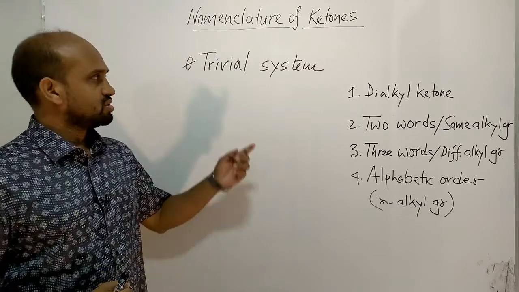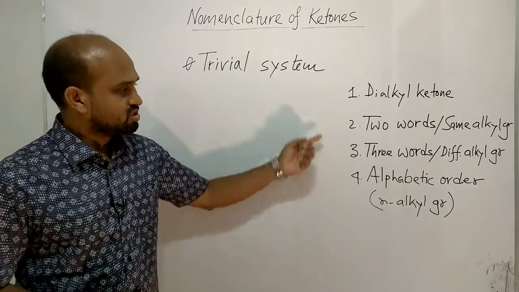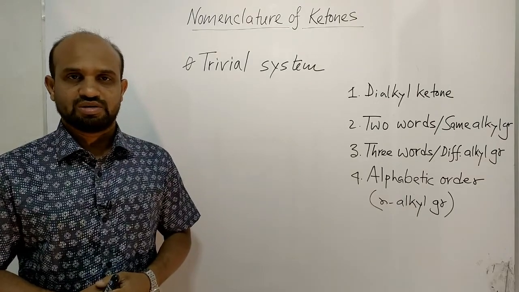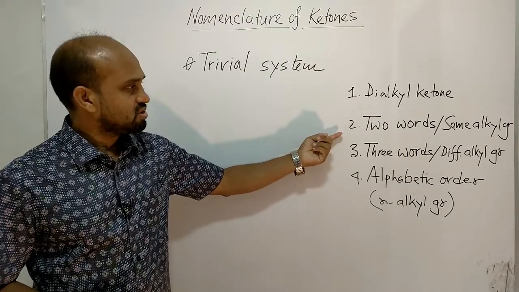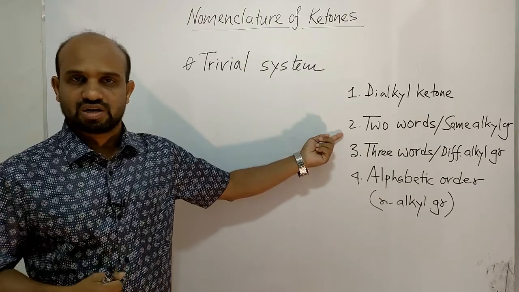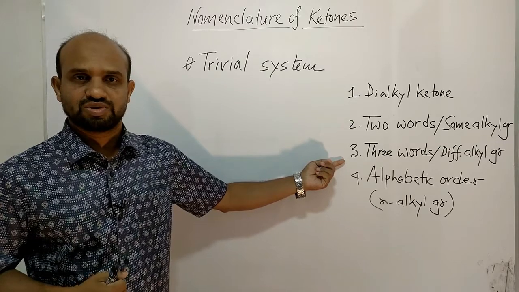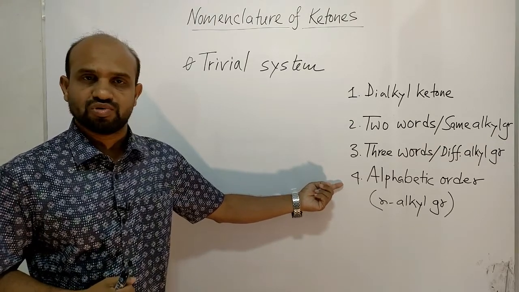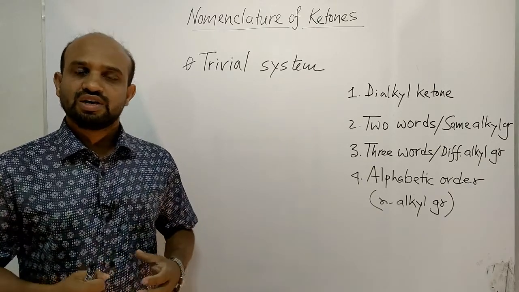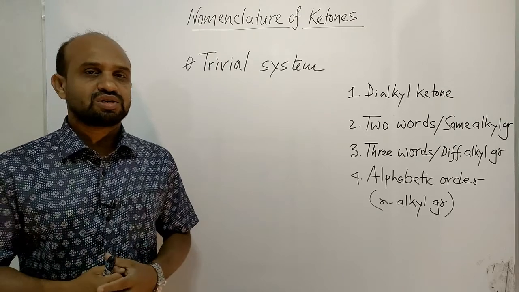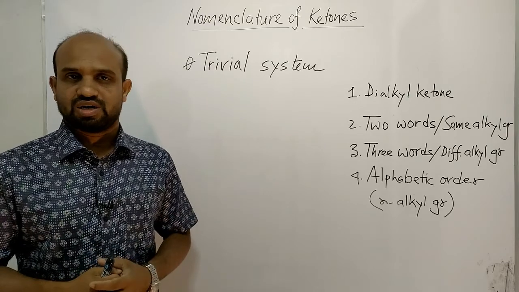The point is now trivial system to name the ketones. In this system, these points to be kept in our mind. The points are dialkyl ketone, two words for same alkyl groups, three words for different alkyl groups, and point number 4, alphabetic order is followed, and it is followed basically for n alkyl groups, and it is not exactly followed for isoalkyl groups or neoalkyl groups.